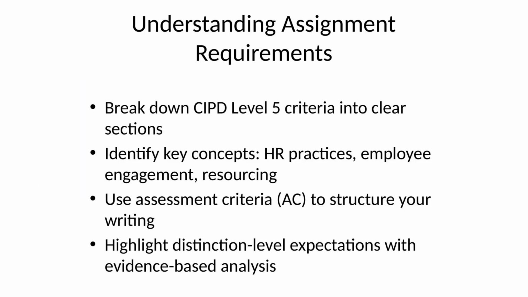To write Level 5 CIPD assignments effectively, start by understanding the assignment requirements in detail. Each assessment is guided by assessment criteria, or ACs, that set out exactly what needs to be covered. Break these down into manageable parts to avoid missing marks. For example, if the question requires discussion of HR practices, identify theories like motivation or resourcing and apply them to the case study or your workplace context.